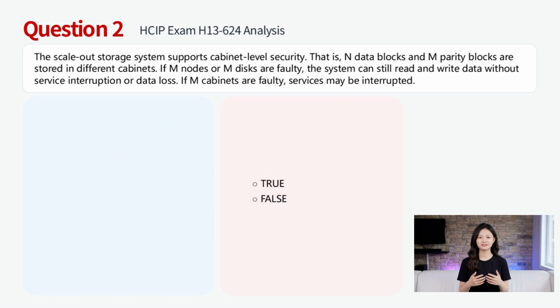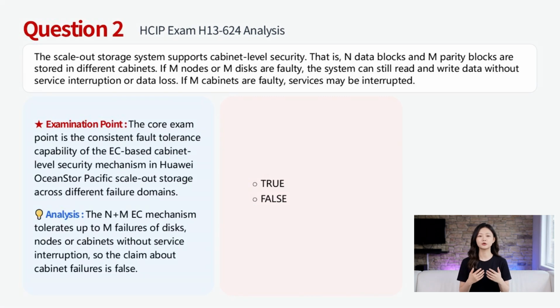Huawei OceanStor Pacific's cabinet-level security works with its erasure coding (EC) mechanism to deliver consistent fault tolerance. The EC algorithm splits data into N data blocks and generates M parity blocks, which are distributed across different cabinets under this security policy. This design ensures the system's fault tolerance stays the same across disks, nodes, and cabinets.